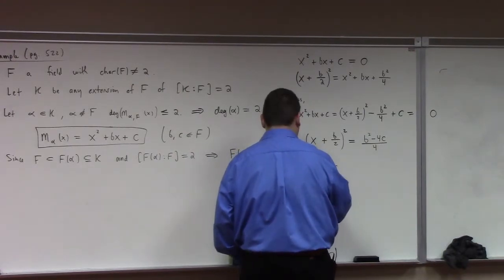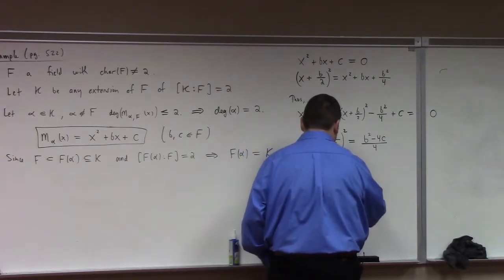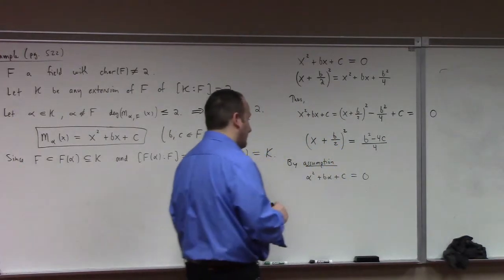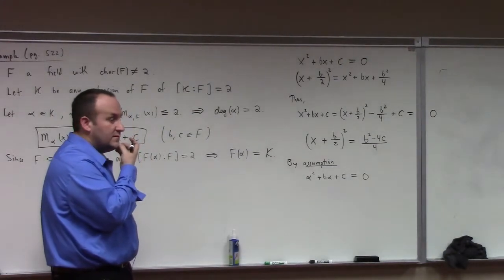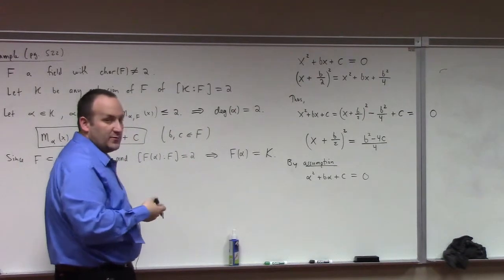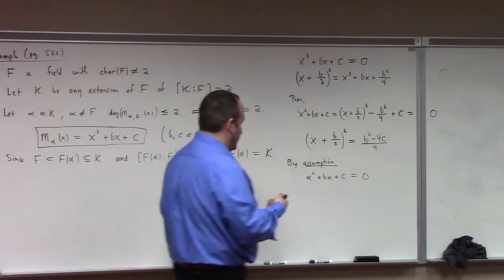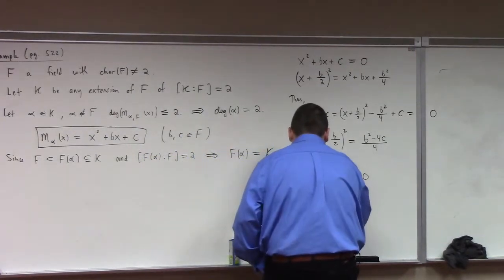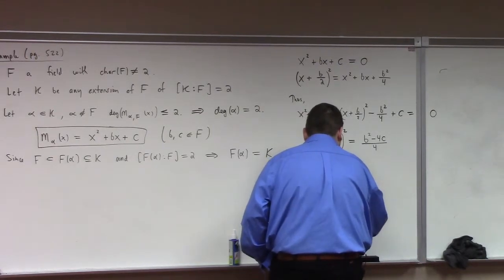We have that alpha squared plus b alpha plus c is equal to 0, right? Because it's the minimal polynomial for this element alpha. But by the algebra I just went through with x, you can just as well go through with alpha. And that tells us that (alpha plus b over 2) squared is equal to (b squared minus 4c) over 4, right?